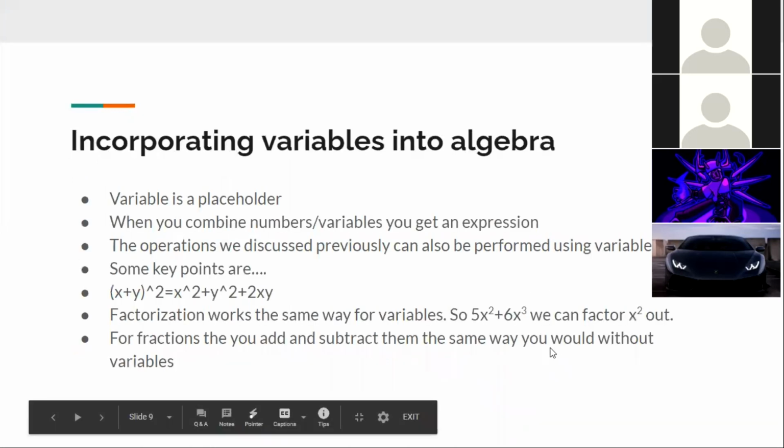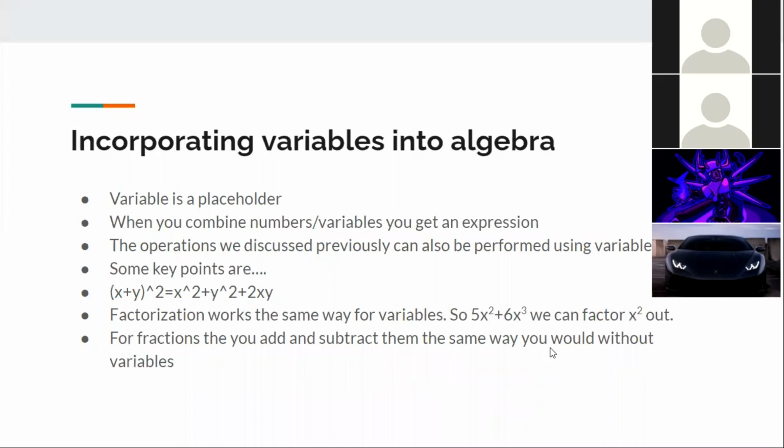Okay, now we're going to bring in variables. So a variable is basically a placeholder. So when you combine numbers and variables, you get an expression. The operations we discussed previously can also be performed using variables. Some stuff I find important is x plus y whole squared is equal to x squared plus y squared plus 2xy.